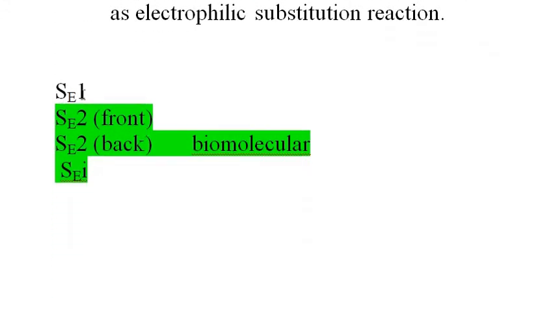These are mainly three types. The first one is SE1, which is a unimolecular reaction, and the other two are bimolecular reactions. The others are SE2 and SEi. Here we can observe front side and back side attack in the SE2 reaction mechanism.